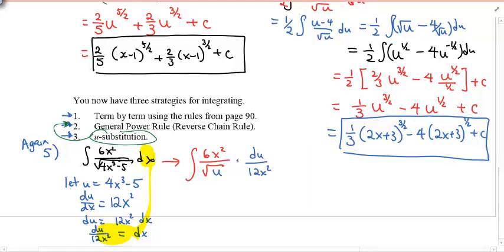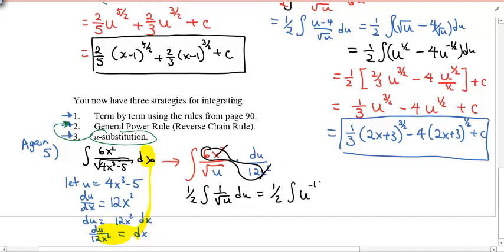Do you see what happens now with my x squareds? Goodbye, goodbye. Do you see what happens with the 6 and the 12? That combines into just the 1/2. And notice what you have now is this, which is exactly what you had before with example number 5. And if I were to rewrite this as a power, I get u to the negative 1/2. And then now if I actually take the antiderivative, this becomes u to the positive 1/2 divided by 1/2 plus c, which means it's just u to the 1/2 plus c.